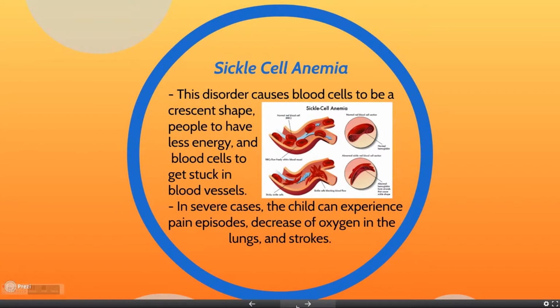Sickle cell anemia causes blood cells to be a crescent shape. In the picture, we can see a normal blood vessel moving blood easily. However, a blood vessel of someone who has sickle cell anemia will not work as well as it can because the crescent-shaped blood cells group together and block the blood vessel. Sickle cell anemia also causes people to have less energy and in severe cases will cause the child to experience pain episodes, decrease of oxygen in the lungs, and strokes.